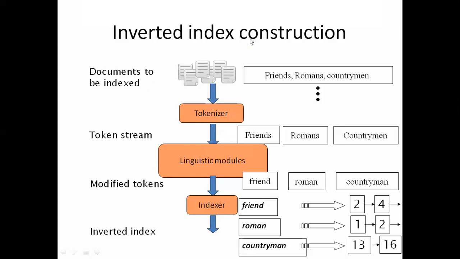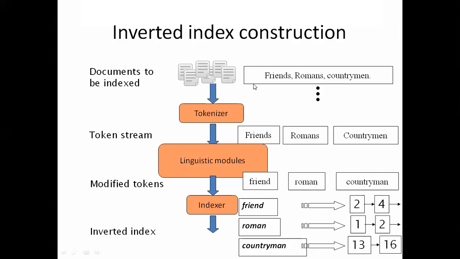Okay, so now inverted index construction. Documents to be indexed. Initially, we have some documents. Now our main objective is to convert them into the inverted index. Here an example is given. Suppose one document is there. Within the document, these are the terms: friends, Romans and countrymen.